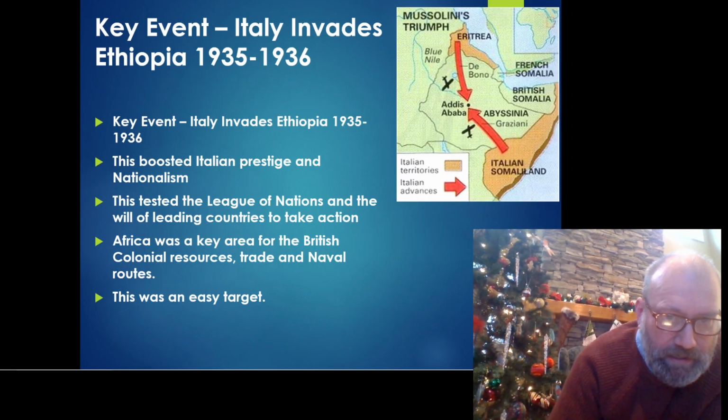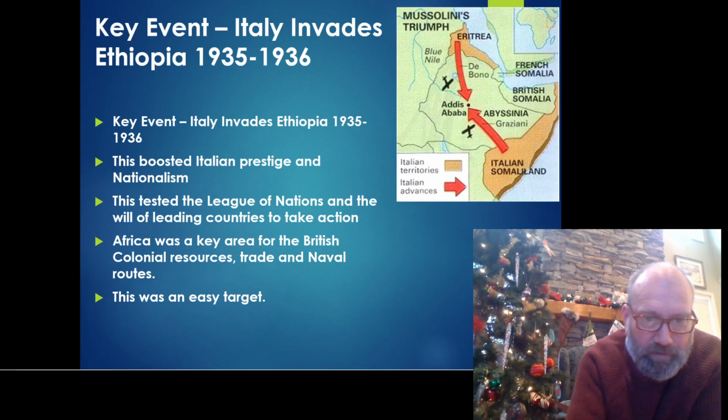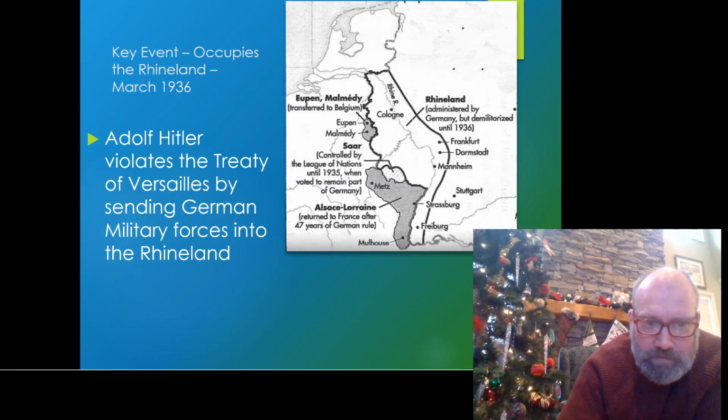Okay, another key event, Italy invades Ethiopia. Now this is a really, really important event. It's really early on, and it's an example of both imperialism and colonialism, and it's an example of a missed opportunity where the world could have said, this is not okay, this is not ethical. Okay, the Rhineland. This is again about a 40% chance of being on the test, what happened in the Rhineland. And this is an example of a missed opportunity.